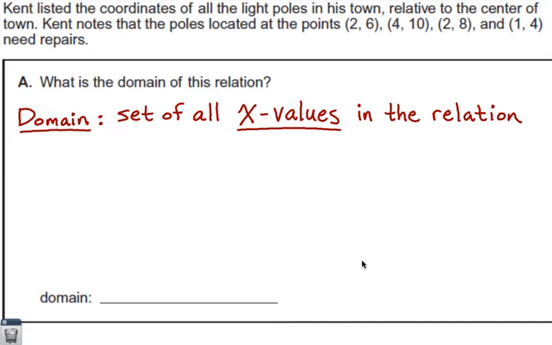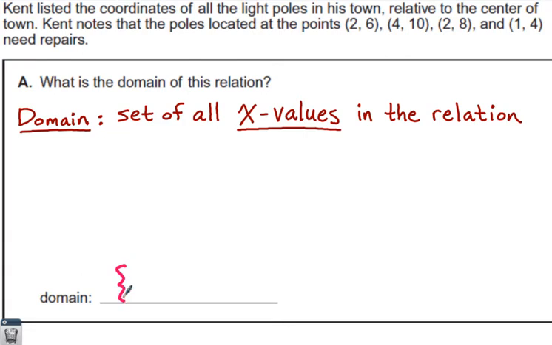So domain, you always talk about domain with range. Domain is all the x values. The range is all of the y values. So all we have to do is list them. When we look up here, we've got all these ordered pairs: x, comma, y, x, comma, y, x, comma, y, and you guessed it, x, comma, y. So my x values are 2, 4, 2 again, and 1. All I've got to do is list them.